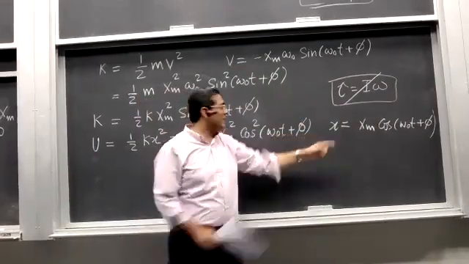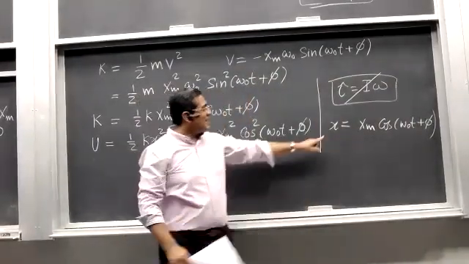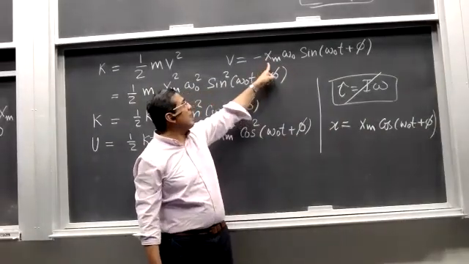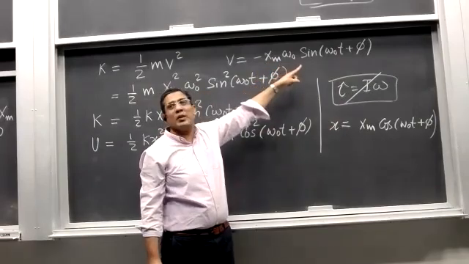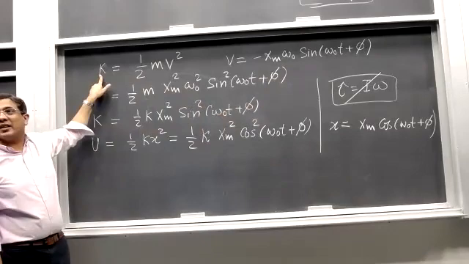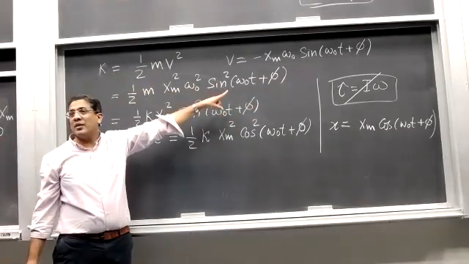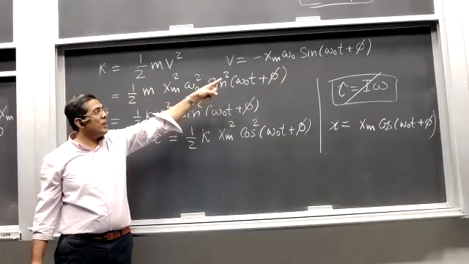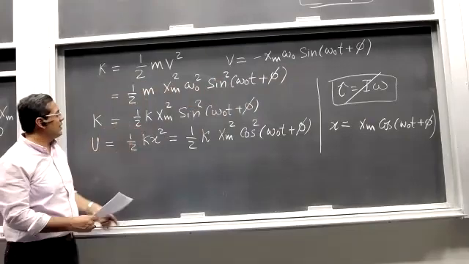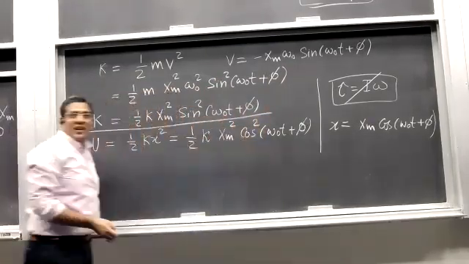Sir, shouldn't it be sine squared instead of cos squared? Wait, first understand this. dx by dt is v, and v is xm omega naught sine of omega naught t plus phi. Now I am calculating the kinetic energy first. Half mv squared, so what did we substitute in place of v? xm omega naught sine of omega naught t plus phi. So we have calculated this up to here. That is the kinetic energy. And the story ends here for kinetic energy.